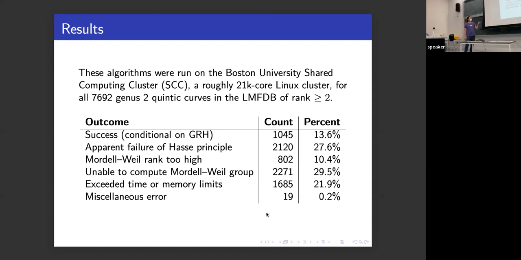About 10.4% of the time, the Mordell-Weil rank is too high. So this is where we get something of rank 5 or higher, or in the reducible case, it might be like, oh, it splits into a degree 3 and degree 2 factor, and maybe they both have rank 3, so we're out of luck, that sort of thing. About 29.5% of the time, Magma was unable to compute one of these Mordell-Weil groups. That's the real computational bottleneck. And about 22% of the time, I set some sort of limit on how long I would let these chug away before cutting off the computation. So we hit some sort of time or memory limits. And again, this is almost always due to difficulty computing the Mordell-Weil group.